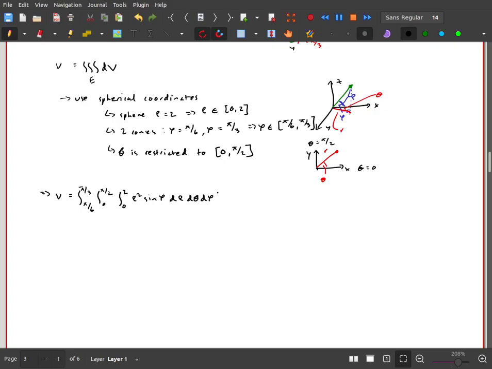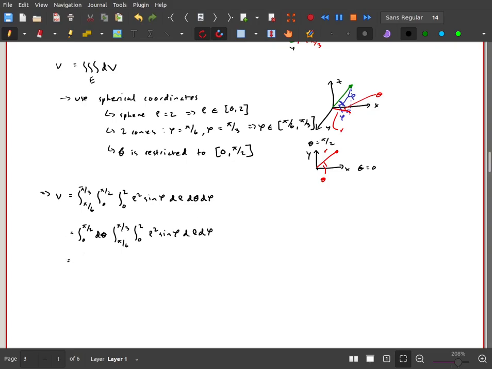In this case, like the previous question, there is no dependency on theta in any of the terms. So we can actually bring out the theta integral as a separate integral. We'll need to keep the other two together because they are present in the integrand. So rho squared sine phi d rho d phi.